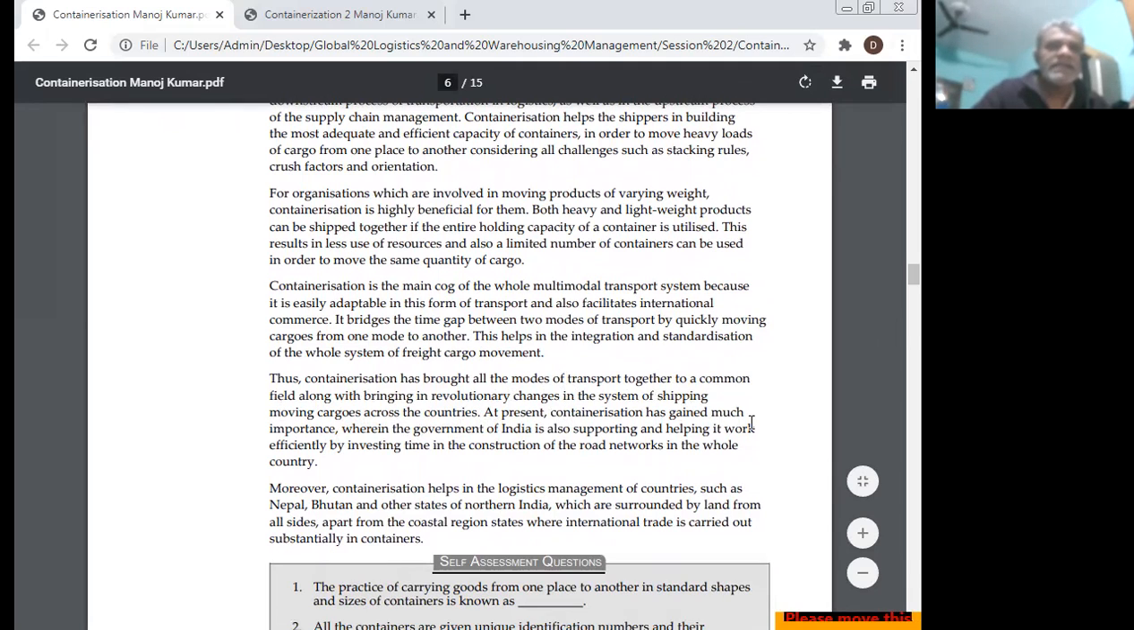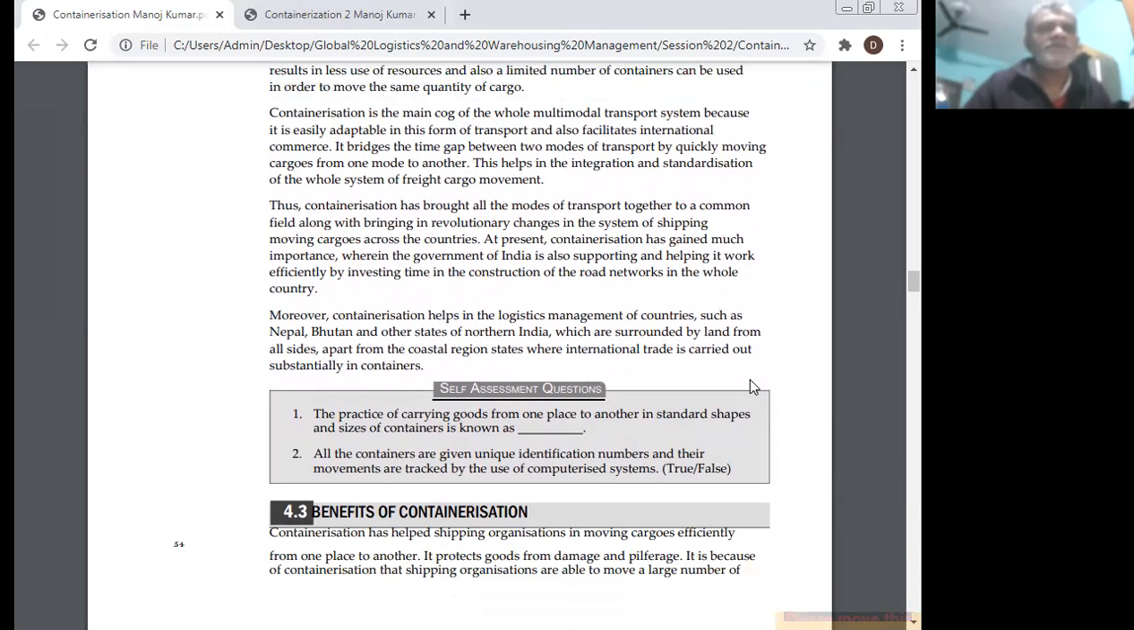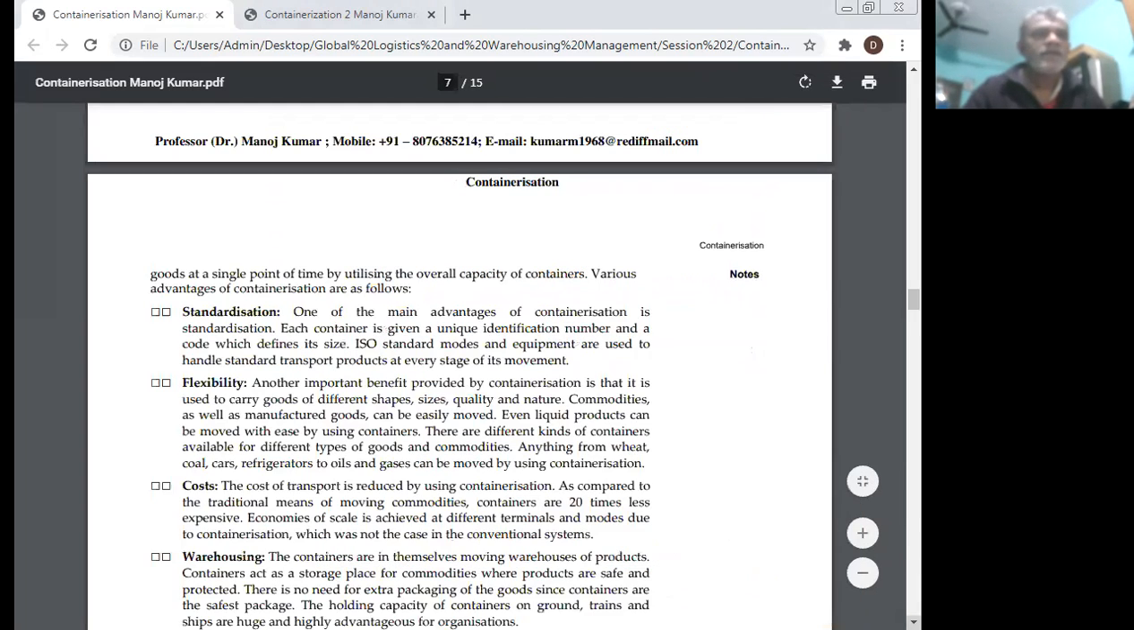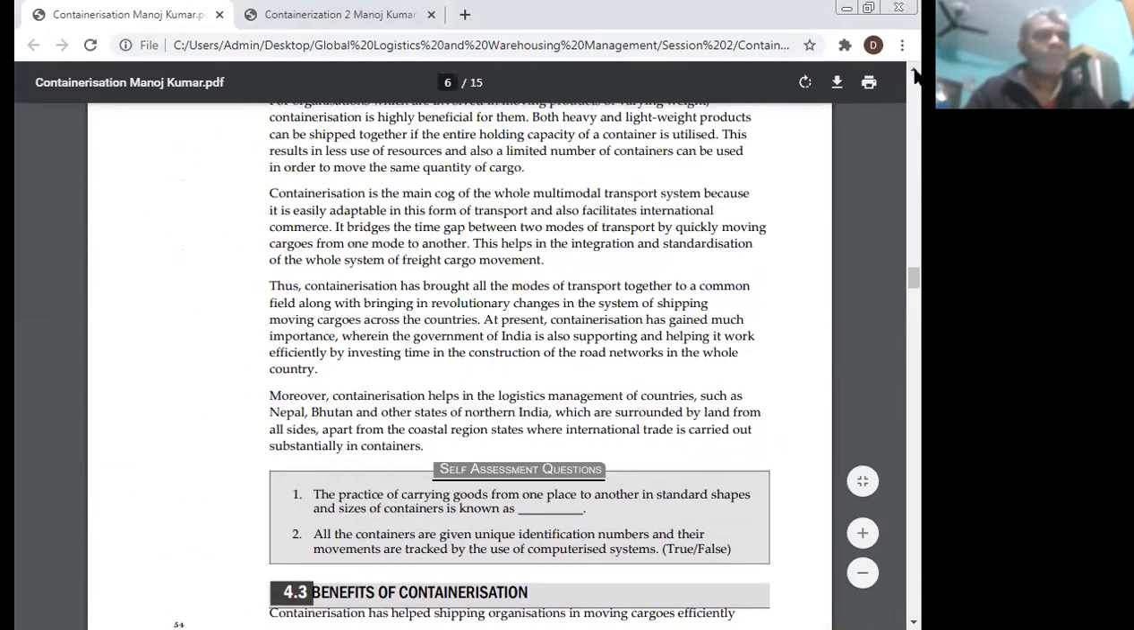At present, containerization has gained much importance, wherein the government of India is supporting and helping it work efficiently by investing time in the construction of road networks in the whole country. Moreover, containerization helps in the logistic management of countries such as Nepal, Bhutan, and other states of northern India, which are surrounded by land on all sides apart from the coastal region, states where intermodal trade is carried out substantially in containers.